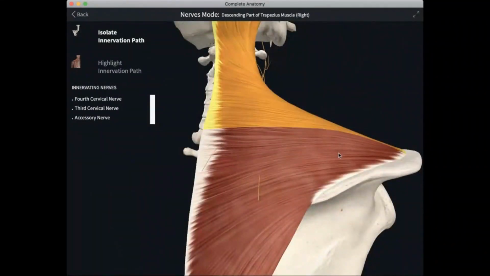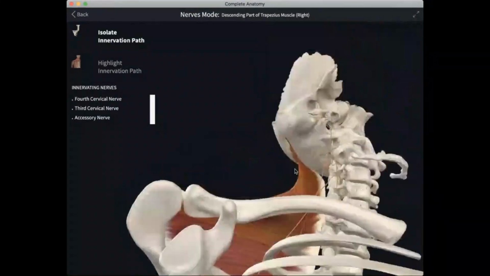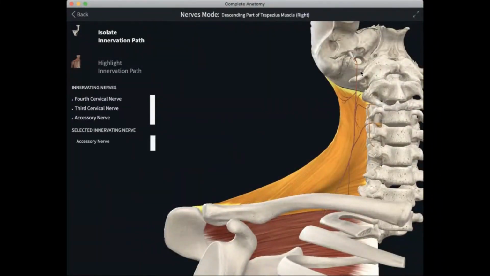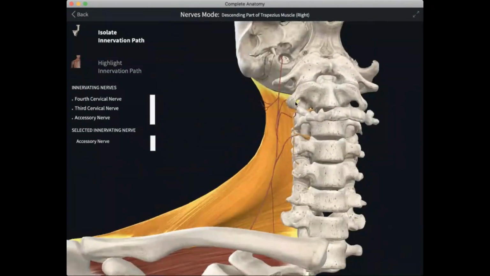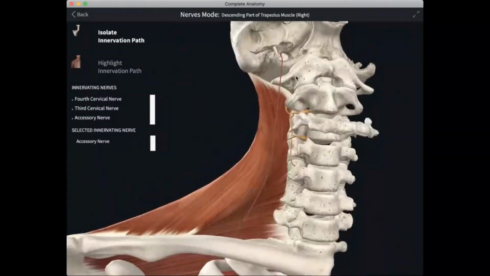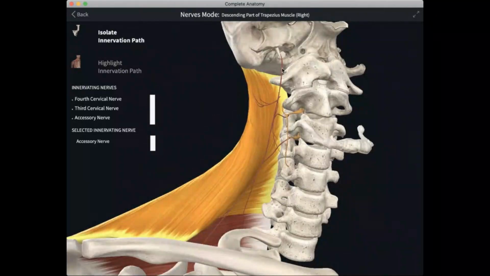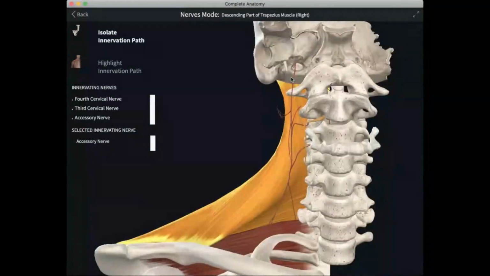This is the trapezius, a large muscle in the posterior aspect of the body, and you see this accessory nerve coming out of the cranial cavity through the jugular foramen. Then this is a C2 nerve branch, and this is the accessory nerve. When the C2 nerve branch comes and joins this nerve, it takes the name spinal accessory nerve.